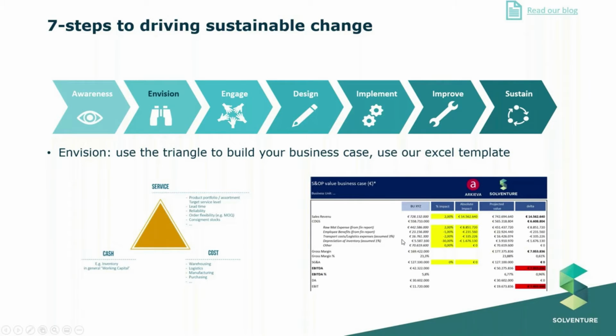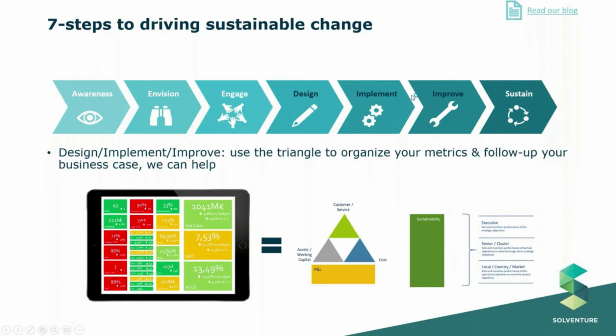A previous webinar with the colleagues of Arkiva was on how to define the business case, but it's also linked to our triangle. And also, if down the road you start designing, implementing, rolling out and improving, we use the triangle to organize metrics and follow up the business case. And so this is an example from a current project where we are really defining KPIs on the service side, on the cost side, on the working capital side, how that breaks down to bottom line targets.